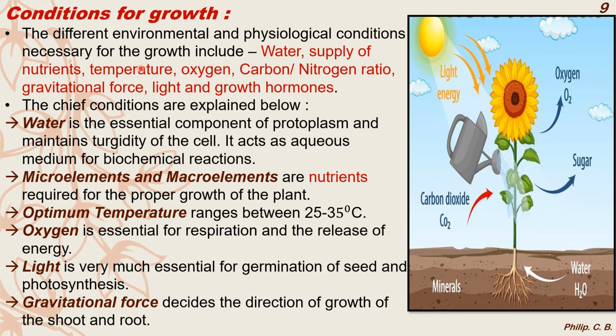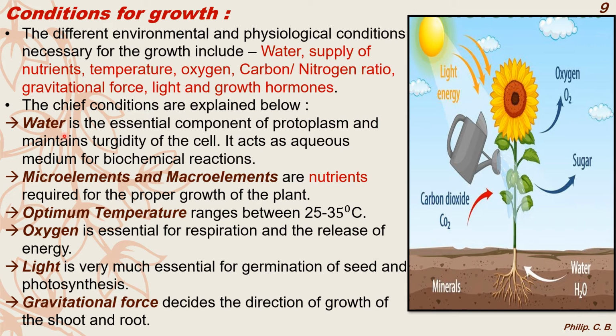So now what are the conditions required for the growth? First point, the different environmental and physiological conditions necessary for the growth include water, as we know the most important aspect, supply of nutrients for the better development of various parts of the plant, maybe the fruit, maybe the flower, maybe the leaf, temperature, oxygen, carbon nitrogen ratio, gravitational force, light, and growth hormones, which all are important for the growth of the entire plant.